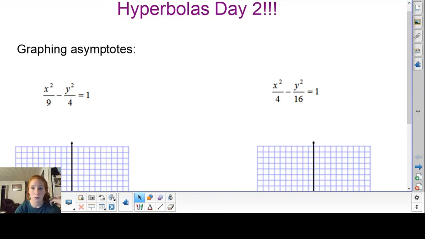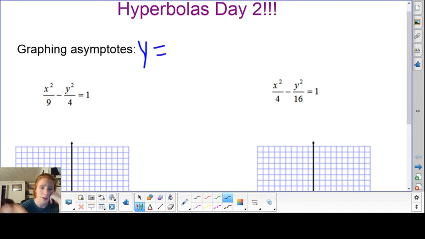Okay guys, so let's talk about day 2. We're going to talk about the asymptotes that I said we didn't need to know about yesterday because we were getting the basic idea of graphing. Today we're going to use them. So I have this nice little formula. Y is equal to plus or minus, because we're going to have some lines in here, b over a x. And that's just going to be some basic lines.